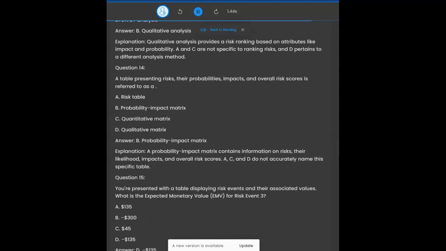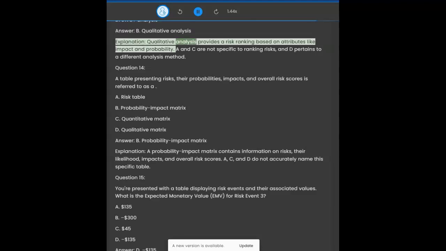A. Quantifiable analysis. B. Qualitative analysis. D. SWOT analysis. Answer: B. Qualitative analysis. Explanation: Qualitative analysis provides a risk ranking based on attributes like impact and probability.